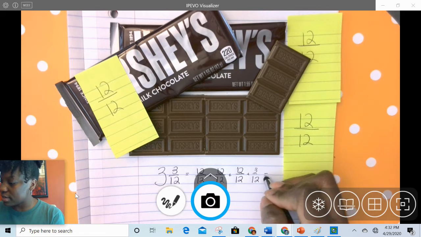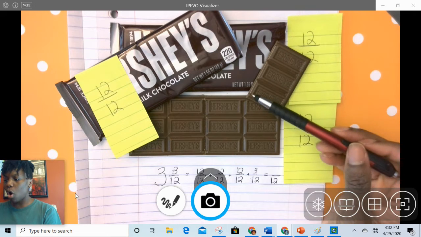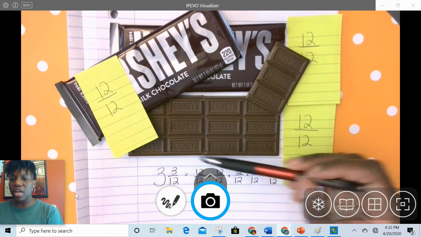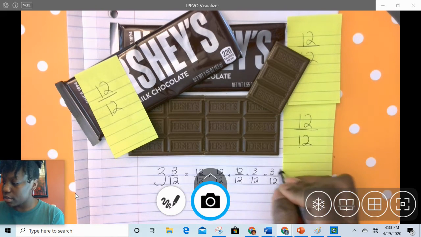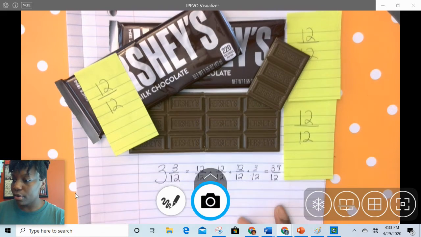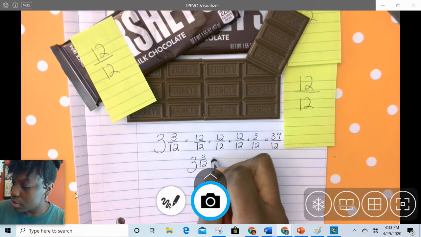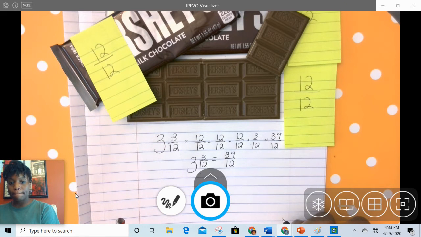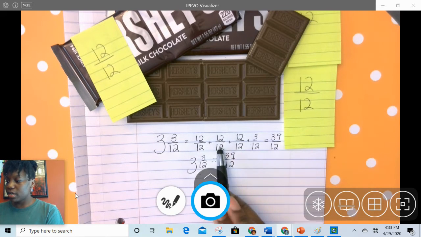Let's see what this equals as an improper fraction. The twelfths are still the same, and it's still twelfths because the pieces are all 12th size pieces. They're all a 12th of the entire Hershey's bar. But 12 plus 12 is 24, plus another 12 is 36, plus another 3 is 39. 39 twelfths. The mixed number is 3 and 3/12, and the improper fraction is 39 twelfths, right? Well, we know how to change this into that just by breaking it up and adding it.